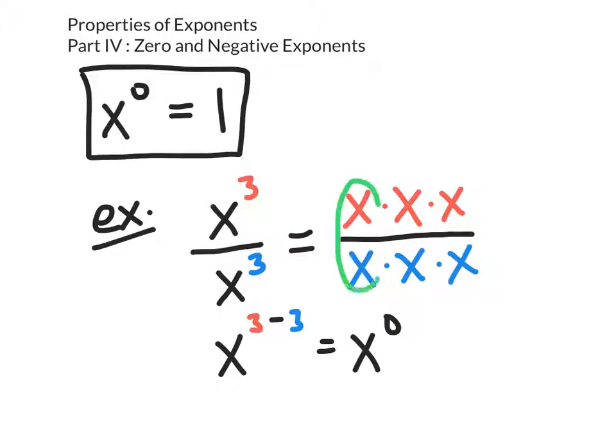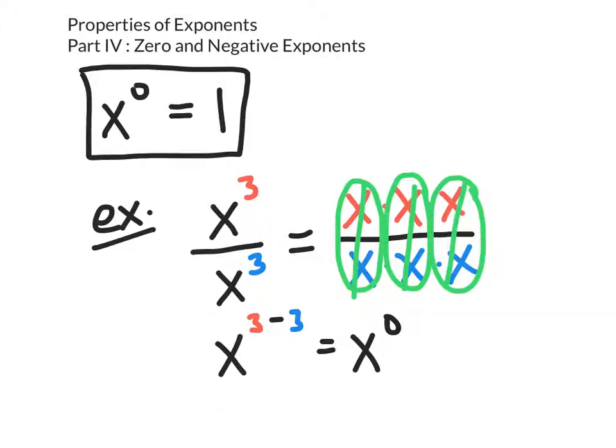When I start canceling these off, x divided by x is going to cancel. That is going to go away. x divided by x is going to cancel. That is going to go away. And one more pair of x's is going to cancel. And if you think about this, I'm going to end up with the number 1. Thus, you can tell me that anything to the 0 power is going to be 1.